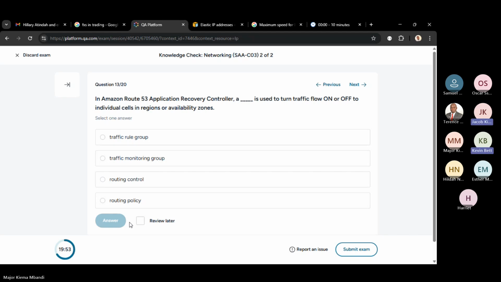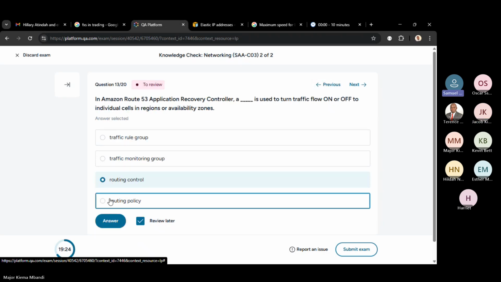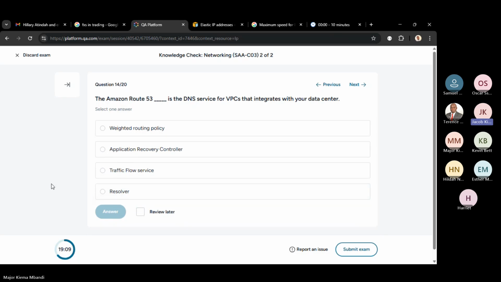Okay, a dash is used to turn traffic flow on or off. Yeah, I'm looking at routing control, but you may have your choice anyway. Okay, I think I'll also take routing control. I would go with routing policy, because I don't think there's control in Route 53's policy. Okay. Next is Samuel.